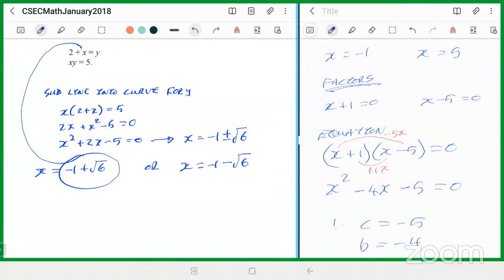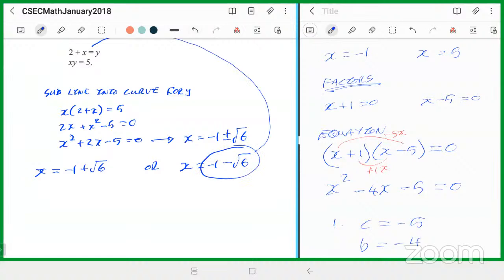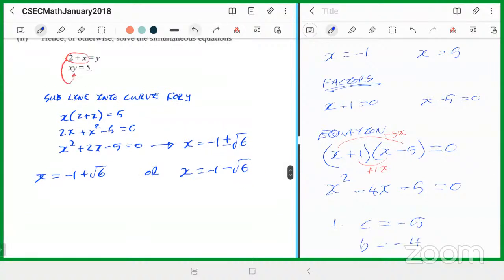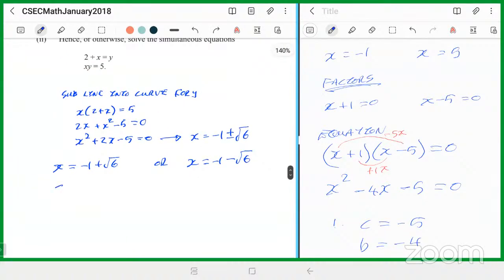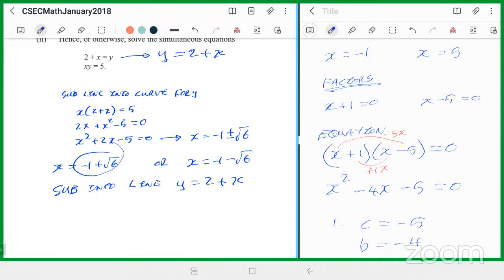I'm going to do the same thing with this other x value over here. Take this x value and substitute it into the line to get the y value. So I'm going to substitute into the line, which is y equals 2 plus x. I'm just writing this as y equals 2 plus x. That's the same thing. I'm going to substitute this first.